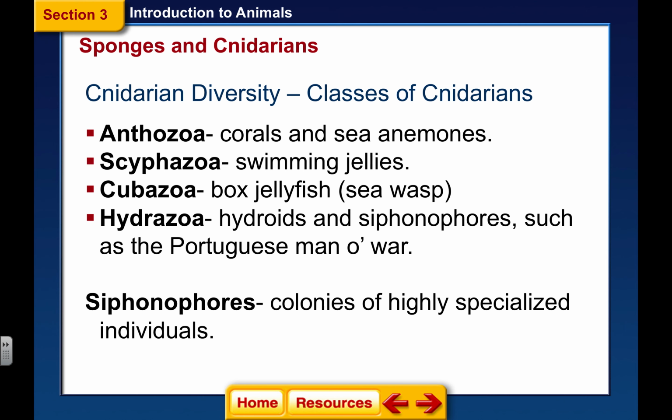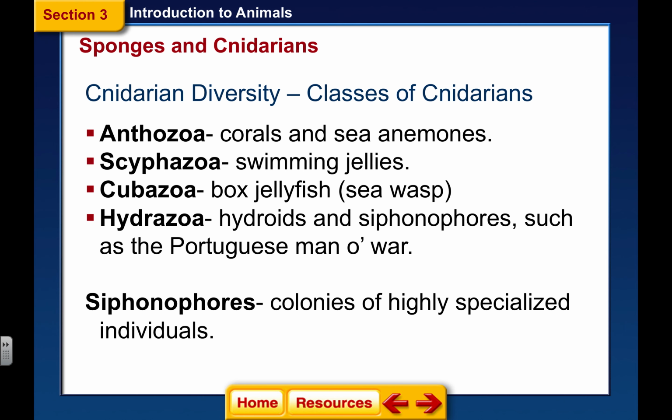Anthozoa is our first. Anthozoa is the corals and sea anemones. And you know the sea anemone, that's what Nemo lives in. And sea anemones are always, as well as corals, in the polyp form when they're adults.